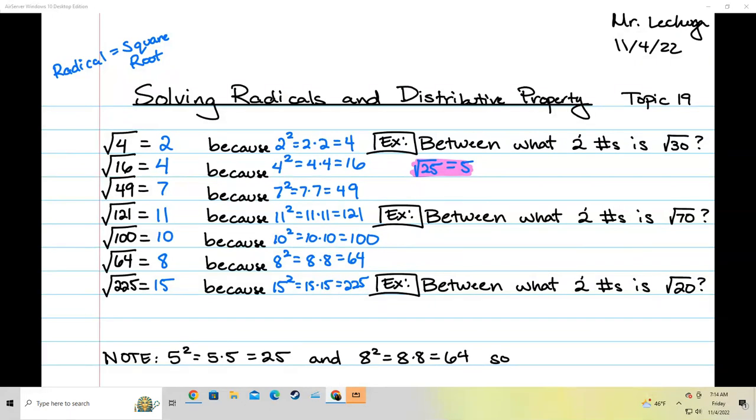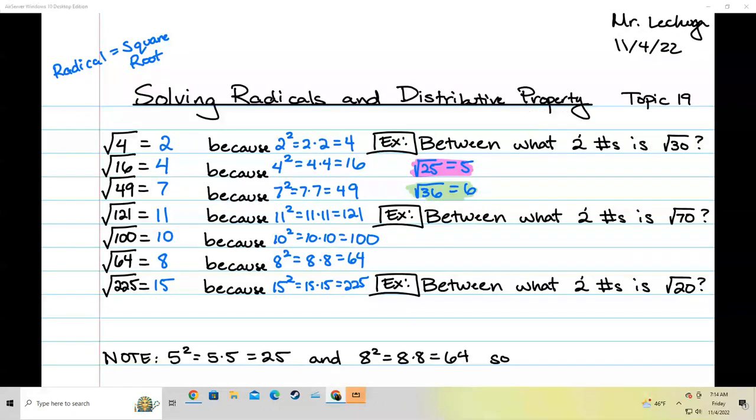So I'm going to go a little bit higher, and I know that the square root of 36 is 6. But that number was too high. So essentially what I'm saying is I know my answer has to be bigger than 5 because the square root of 25 is 5. But it's got to be smaller than 6 because the square root of 36 is 6. Notice how the square root of 30 is sandwiched somewhere in between these two numbers.